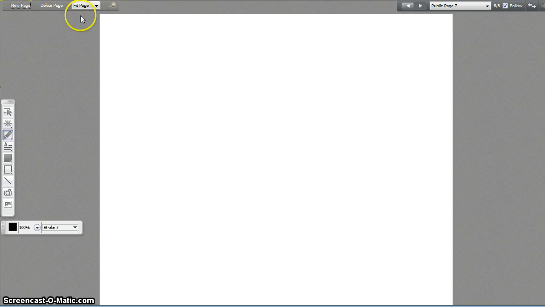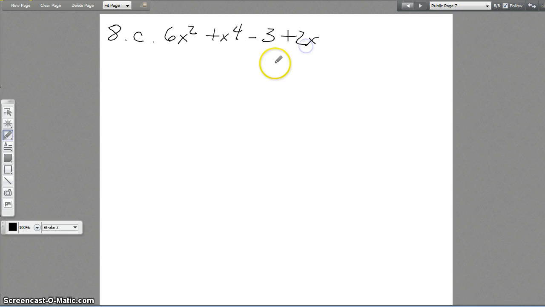Okay, next thing to look at is number 8. This is really not asking for a whole lot. For number 8, it says to write the polynomials in descending order, putting in any missing terms. So 8C has 6x squared plus x to the 4th minus 3 plus 2x. So the first thing we have to do is find our highest degree term. That is x to the 4th. So we're going to start with x to the 4th.